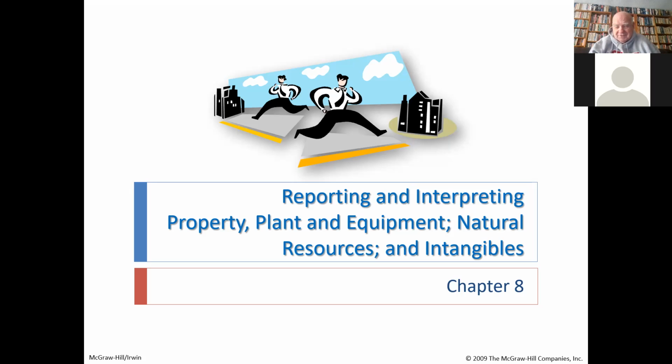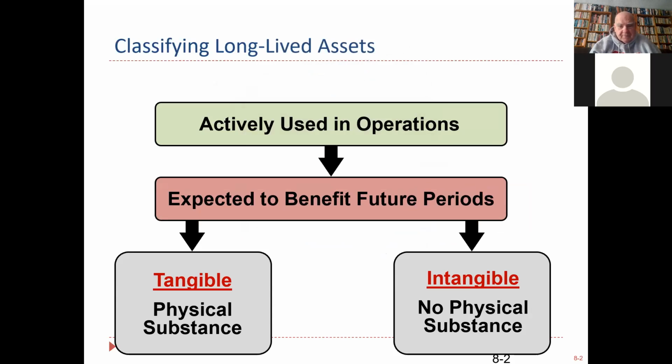I'm going to start by saying this, and hopefully you can look at this later and remember it. You depreciate property, plant, and equipment, you amortize intangible assets, and you deplete natural resources. Those are the three accounting terms.